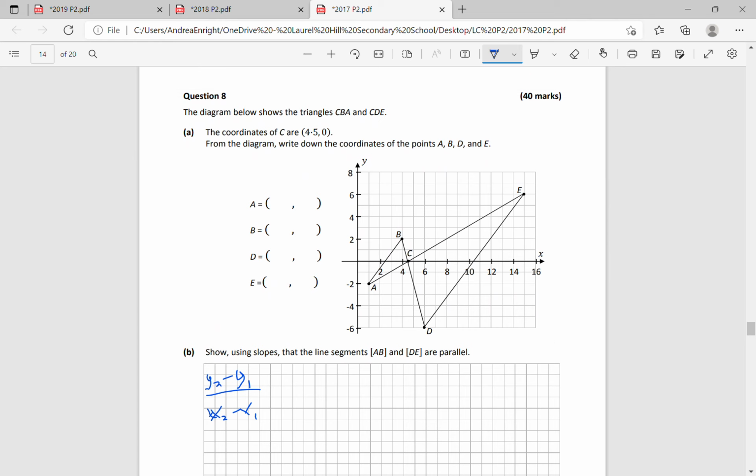Okay, so the diagram below shows two triangles. The coordinates of C are given. From the diagram, write the coordinates of A, B, and C. So A is across 1, down to -2. B is across 4, up to 2. D is, where's D here? 6, -6. And E then is 15, 6, is it? Yeah.